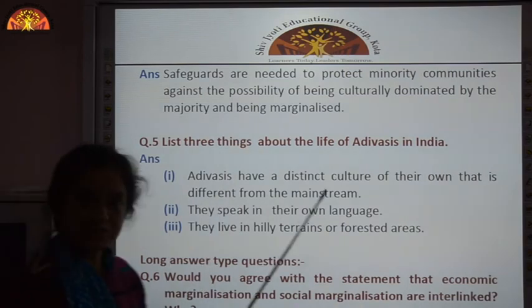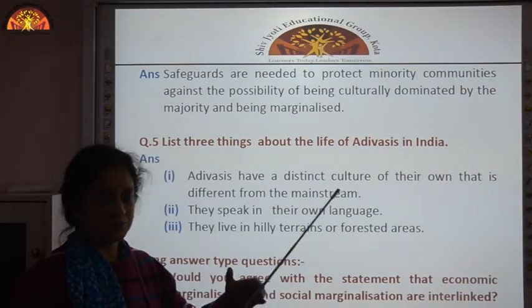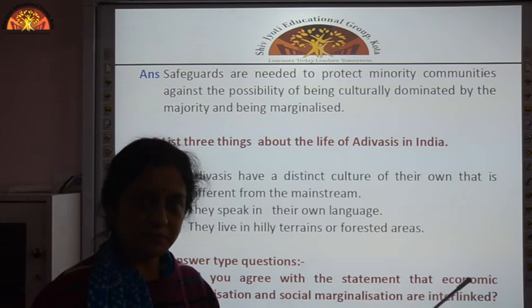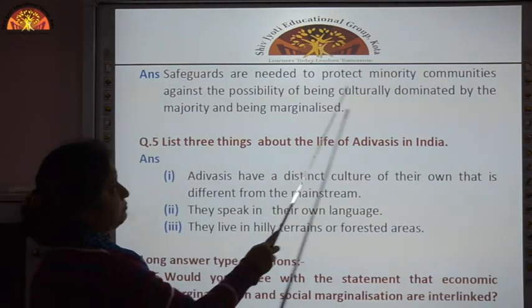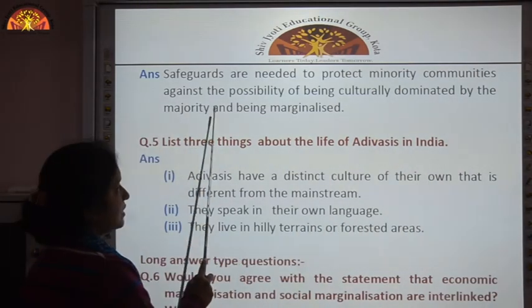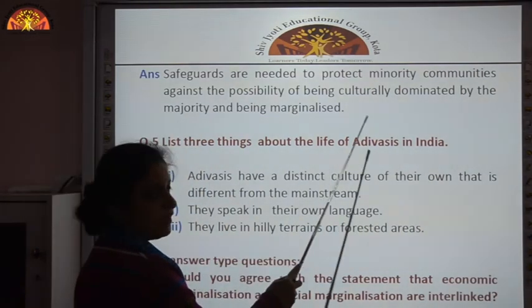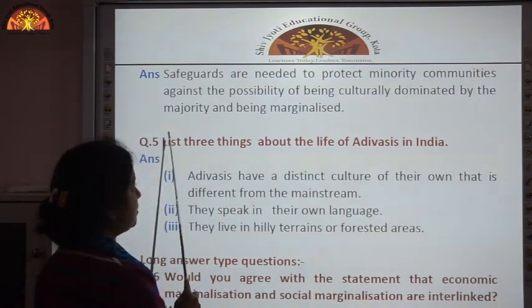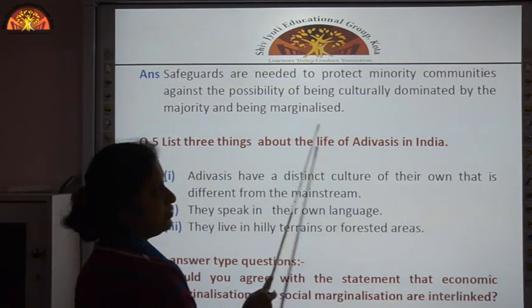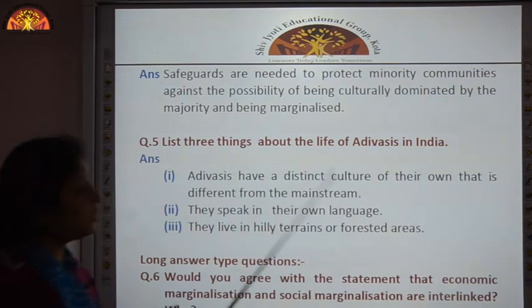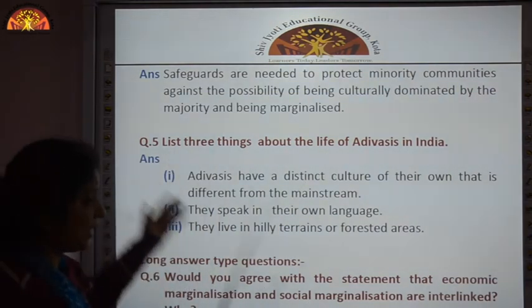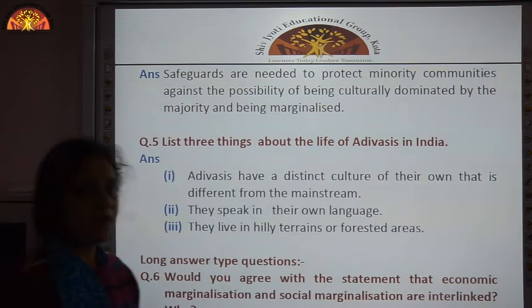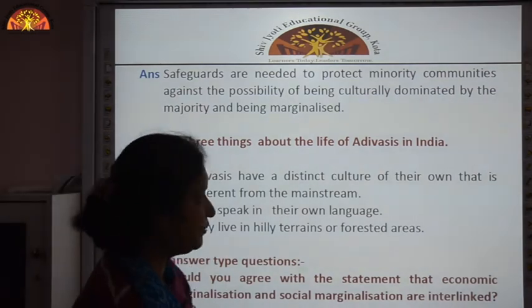बहुत सारे रिजर्वेशंस उनको दिए गए हैं जॉब्स में, रिक्रूटमेंट्स में. Safeguards are needed to protect minority communities against the possibility of being culturally dominated by the majority and being marginalized. Means they cannot be dominated by the majority group. For that, to protect themselves, the safeguards are provided by the government of India.